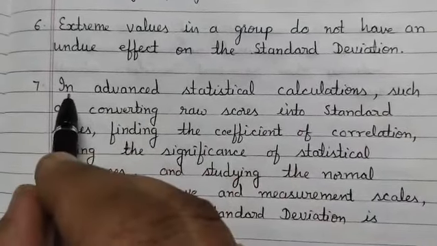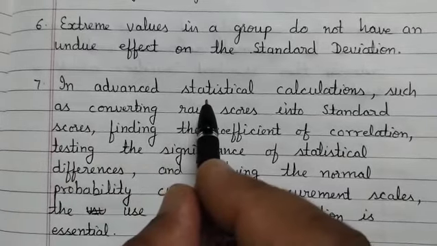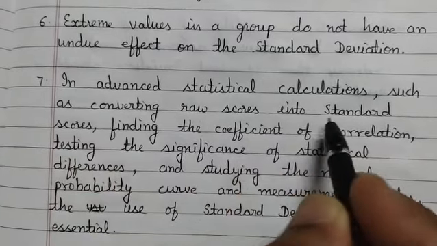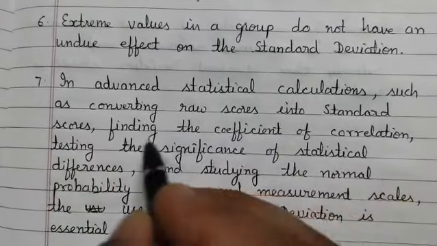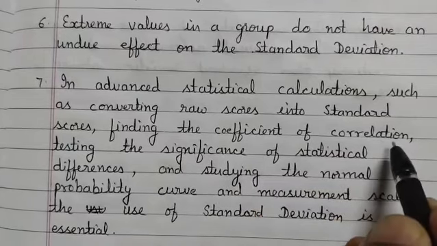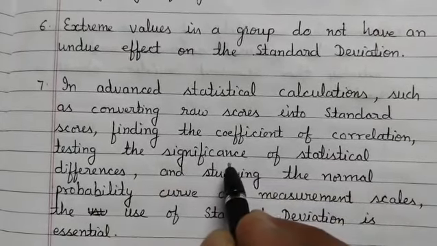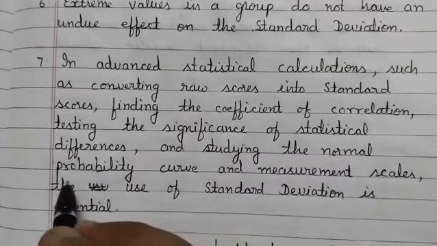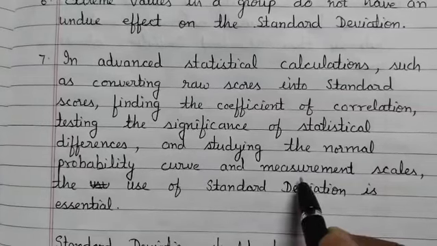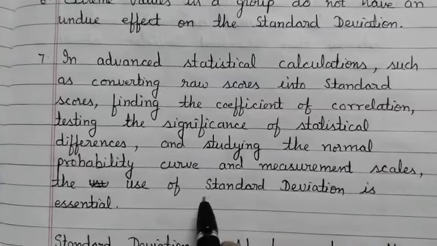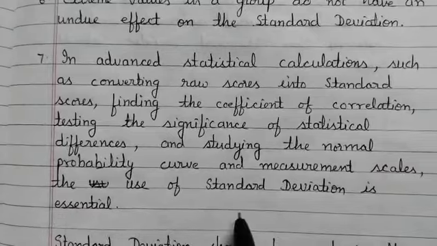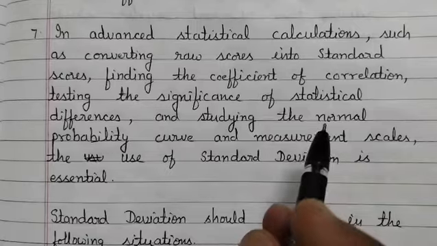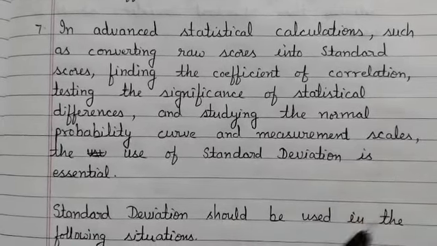Seventh property, in advanced statistical calculations such as converting raw scores into standard scores, finding the coefficient of correlation, testing the significance of statistical differences, and studying the normal probability curve and measurement scales, the use of standard deviation is essential. So these are the 7 important properties of standard deviation which I have discussed here.